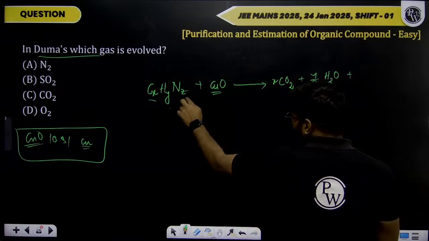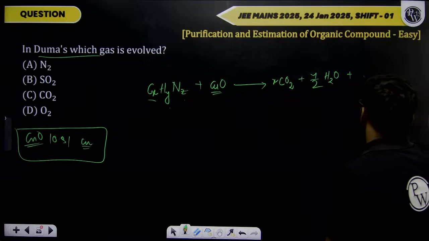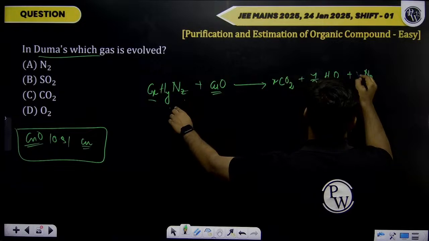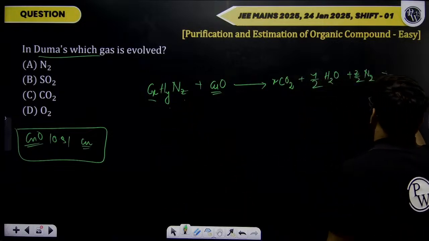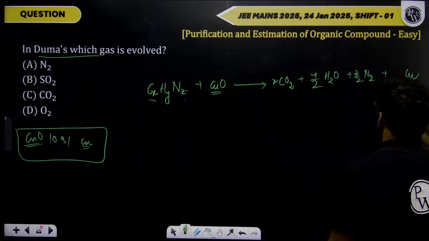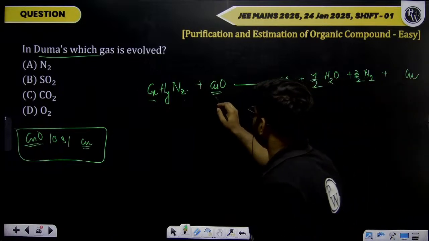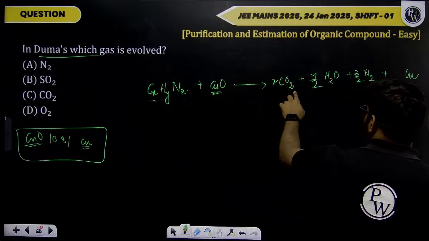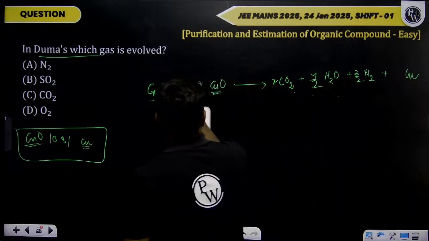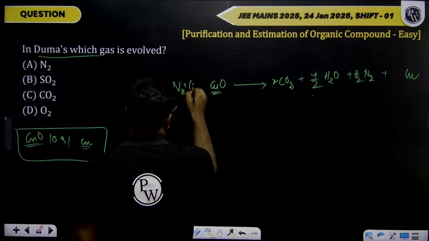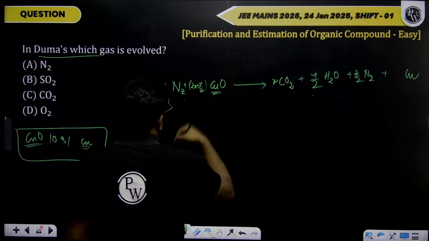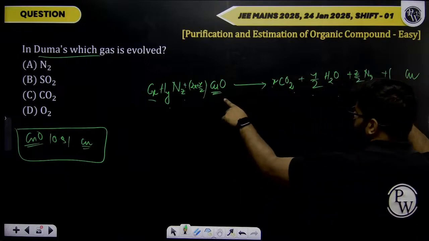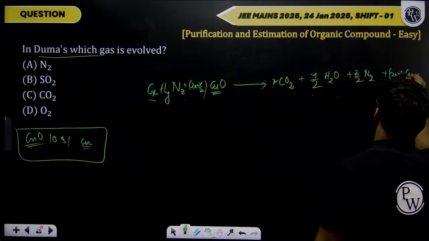Now nitrogen will be converted into N2. Here z was there, so this should be z by 2, and this copper oxide itself will be converting into copper. Now for the balancing, here I need to put some number also. How many? 2x plus y by 2. So this should be 2x plus y by 2. Okay, so this is the equation. Here copper is also the same, it will be 2x plus y by 2.